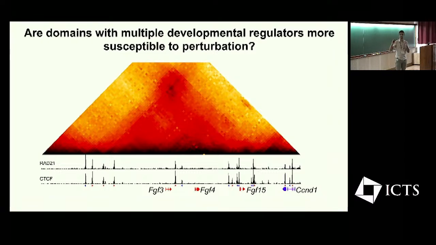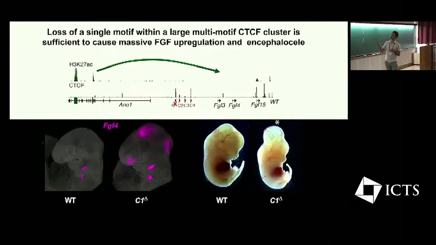I'm not going to go into details over here because this is what Shrita will tell you about tomorrow, but I just want to show you that if you delete a single CTCF motif within this cluster that separates the FGF genes from this upstream gene, you go from 0 to a lot of FGF expression. And in this case, we have 100% lethality with just the loss of a single CTCF motif that separates these FGF genes from an upstream enhancer. So in fact, sometimes when you have these multiple developmental regulators inside a large domain, this might be enough for disrupting gene expression quite a bit.